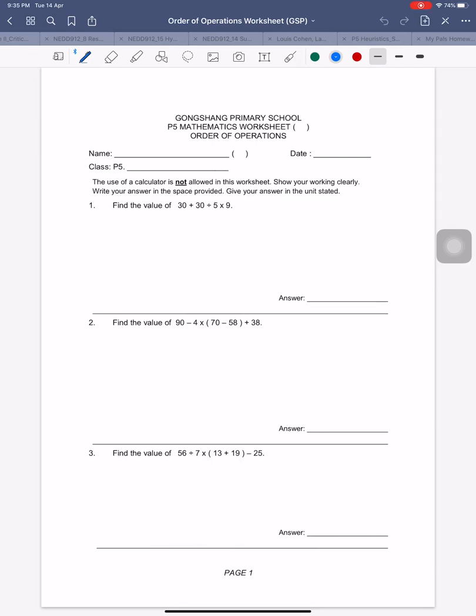Alright, good morning. Today is Friday, 17 April. So today I'm going through the corrections to the order operations worksheet that you did last week.